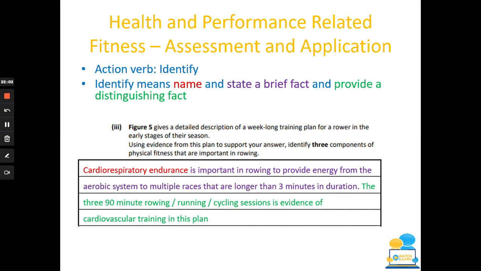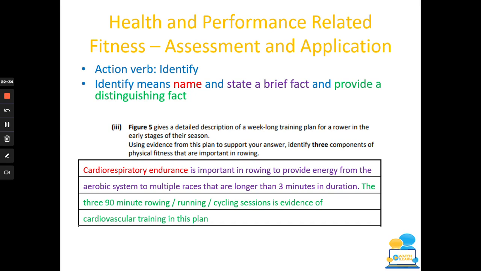So as we know, cardiorespiratory endurance is the energy to provide energy over long durations, and the aerobic system provides that energy. Generally over 3 minutes, for moderate to high efforts, or from low to moderate efforts, the aerobic system is going to be the main contributor. So that's a brief fact about why cardiorespiratory endurance is important.